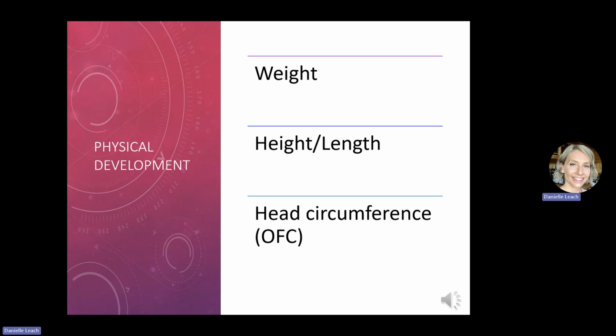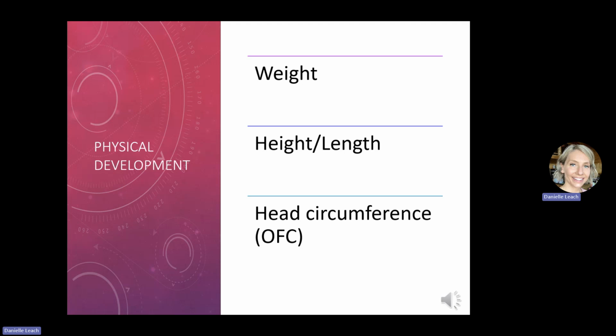So of course, we're already aware that we are going to measure a baby's weight and their height or length at birth. The average birth weight in the United States is about 7.5 pounds. And the average length is around 19 to 20 inches. There are different categories for weight that you may see. We're not going to have any test questions about them. You may in OB, but you may see things like average for gestational age, small for gestational age, large for gestational age, low birth weight, very low birth weight, things like that.